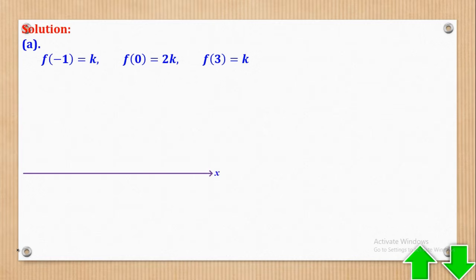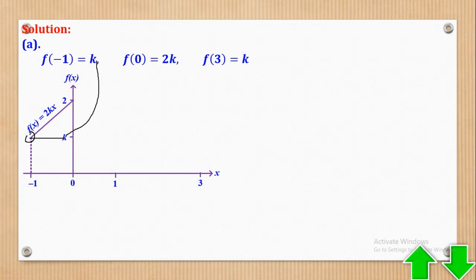So now we shall go and sketch our graph. First thing to do is to draw the axis and label the axis. The next is to plot. So when x is -1, f(x) is k, so we come at k and put there that point. When x is 0, f(x) is 2k, so we come at 2k and put there that point.